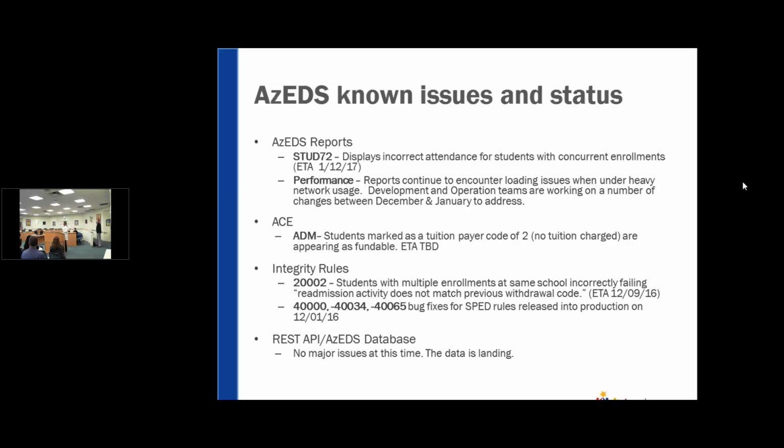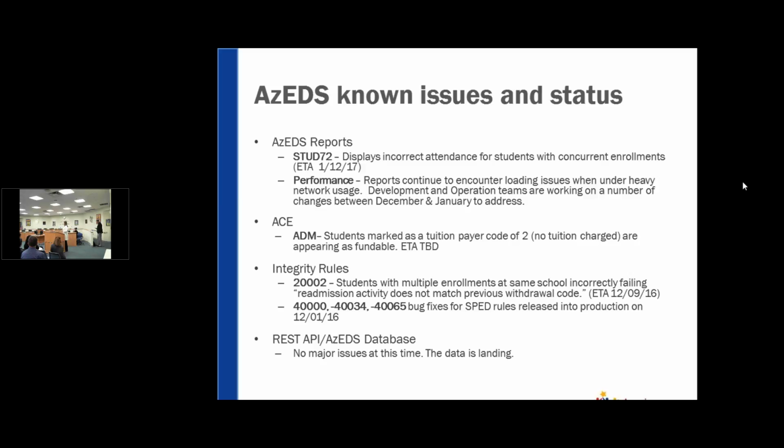We also have another change coming with ADM. There are some students marked as tuition peer code 2 that are actually appearing as fundable, and they shouldn't be. That fix is coming in mid-December. We've also had a couple of integrity rules that we've had issues with. The 2002 rule, for students with multiple enrollments at the same school, was incorrectly failing. That is targeted for next week.